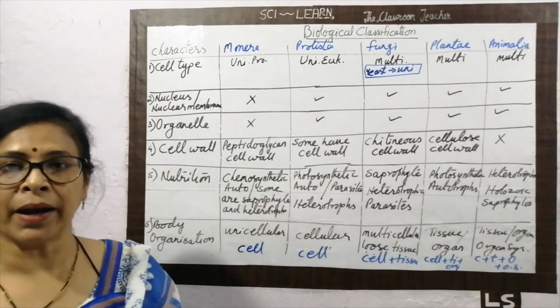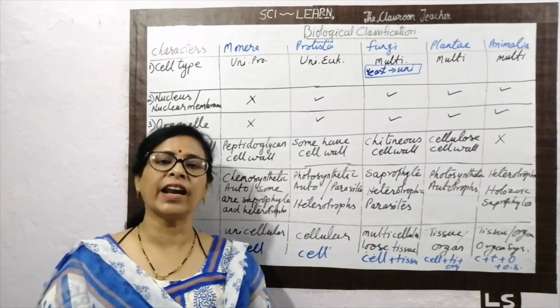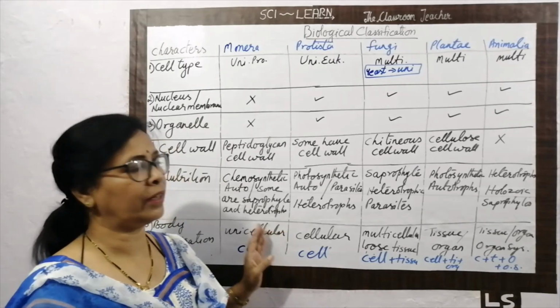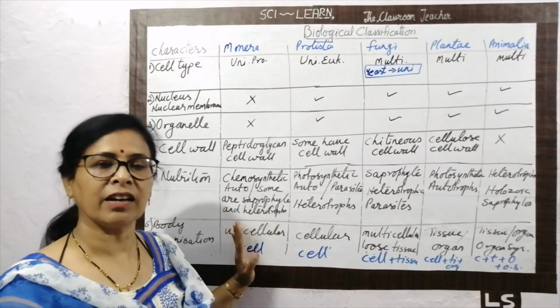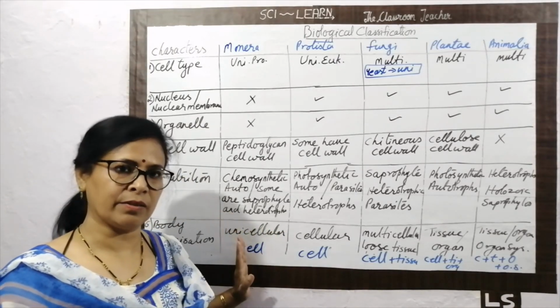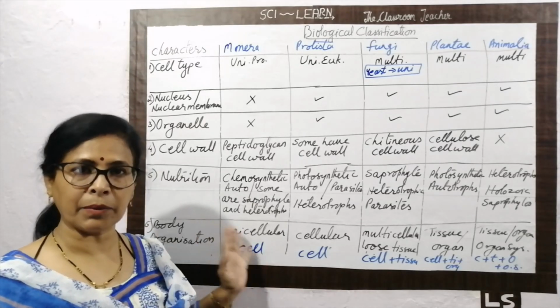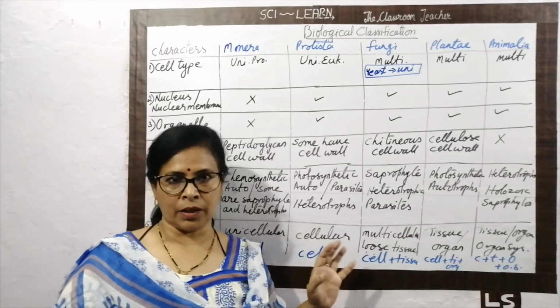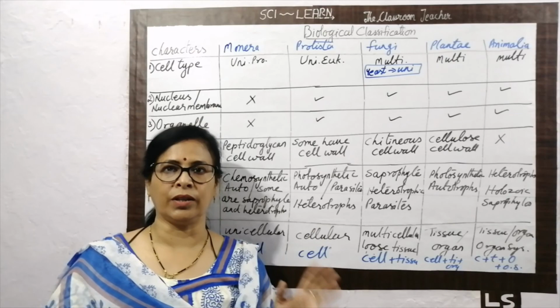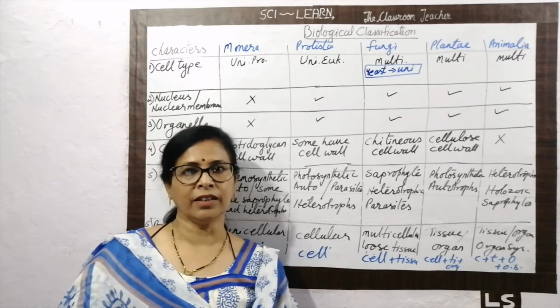So this is the comparative study of the criteria of classification given by Whittaker. This is the Whittaker classification basis. This is the five kingdom classification of the species present on the earth, and this is called the Whittaker classification.